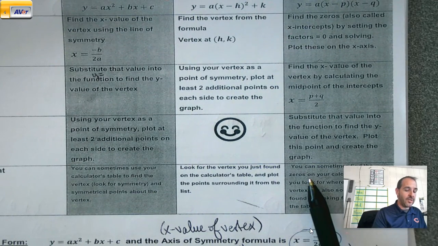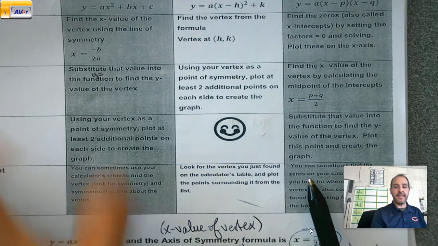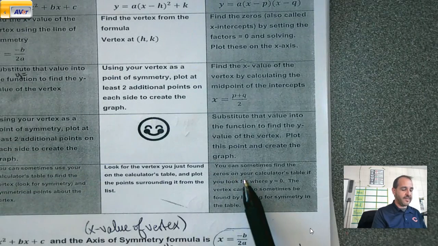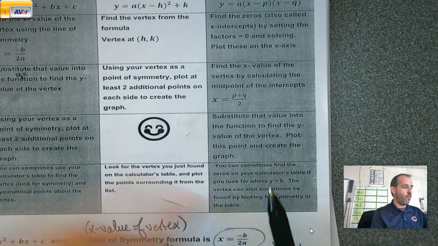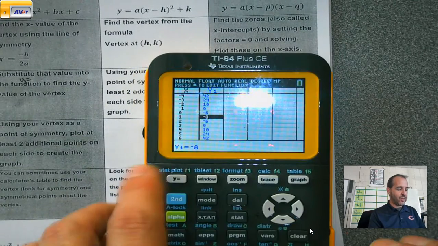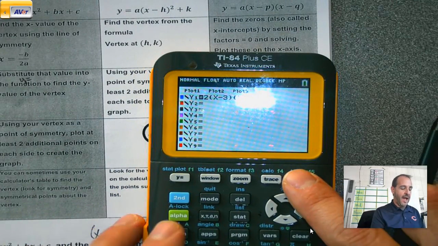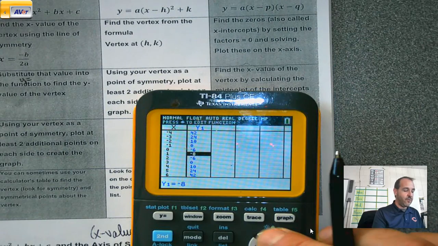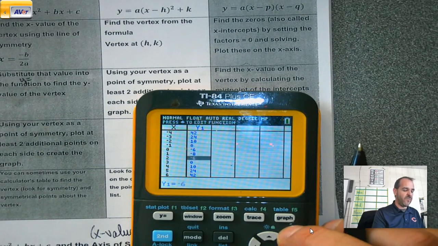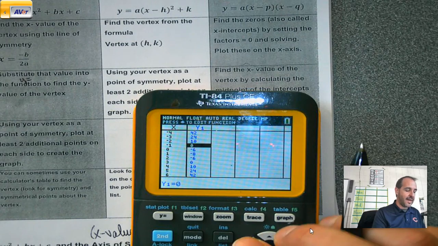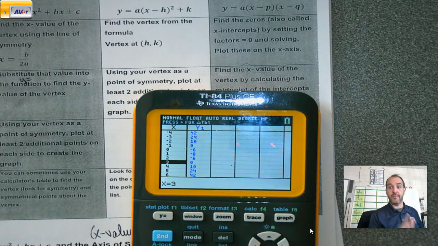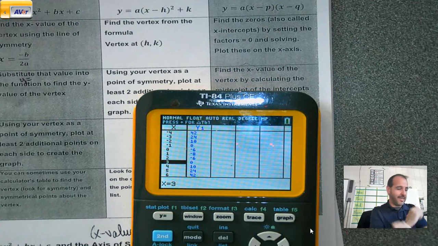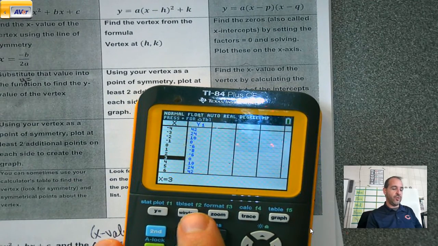Sometimes, and this isn't a bad idea either, you can find zeros on your calculator's table if you look for where y equals 0. So like that last one that we'd done. If I wasn't comfortable with the answers I was looking at, if you just find where y equals 0, you'll find a couple of them, and the x values are your x-intercepts.